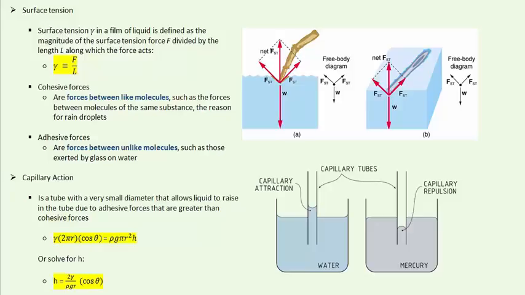And we can calculate these forces with the following equation: gamma multiplied by 2 pi r, the radius, multiplied by cosine of theta, is equal to the density times gravity multiplied by pi r squared multiplied by h, the rise in the height of the fluid. Or we can rearrange the equation for h, which is seen below.